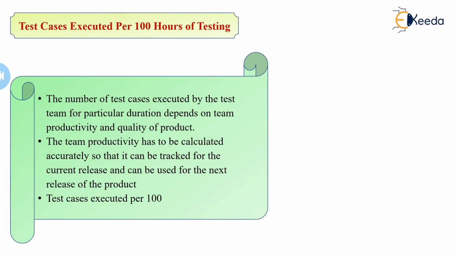Then test cases executed. So that was defects discovered. Now we have test cases executed. This is the number of test cases executed by the test team in a particular duration, which depends on your productivity and the quality of the product. Team productivity has to be calculated so that it can be accurately tracked, and the current release can be used for the next release of the product. So test cases executed for 100.